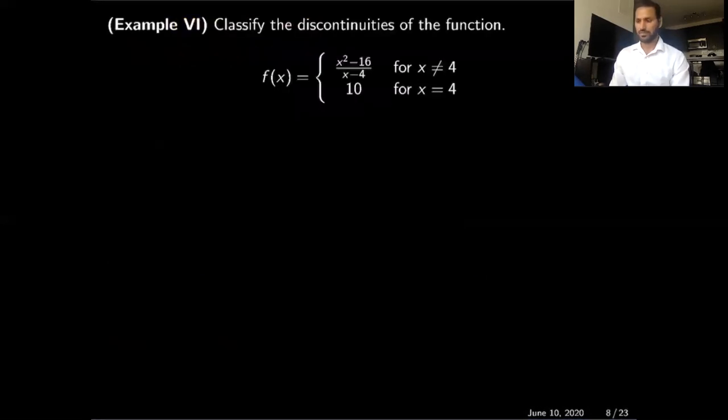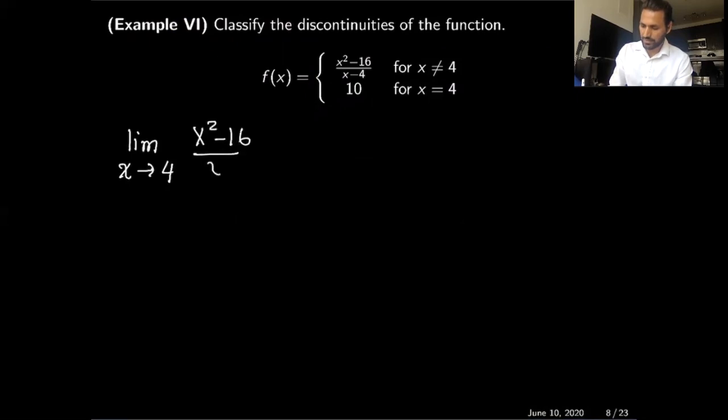Here I have one example where we will check whether the function is continuous or discontinuous at the point x equals 4. Let's begin this example by first calculating the limit of the function at x equals 4, which is (x² − 16) divided by (x − 4).